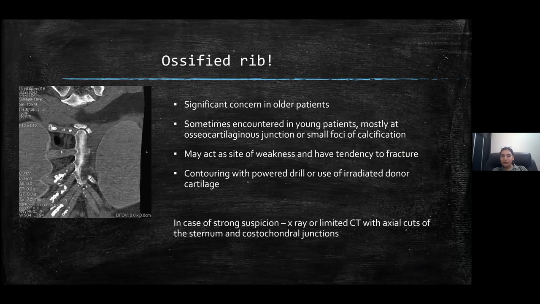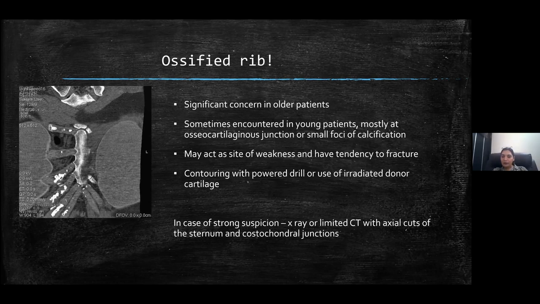Mostly it starts at the osteocartilaginous junction, and there are small foci of calcification along the costal cartilage. While contouring grafts out of this, they may act as sites of weakness, and the grafts can break. One can use the drill in such cases to contour or articulate these grafts.